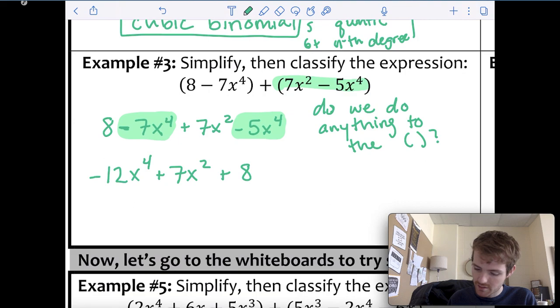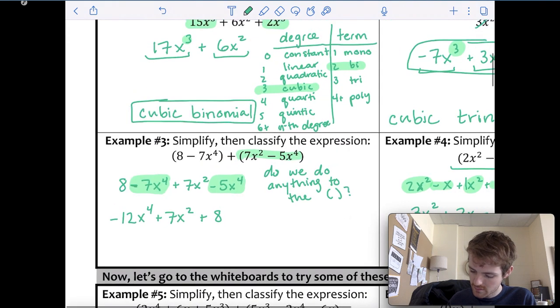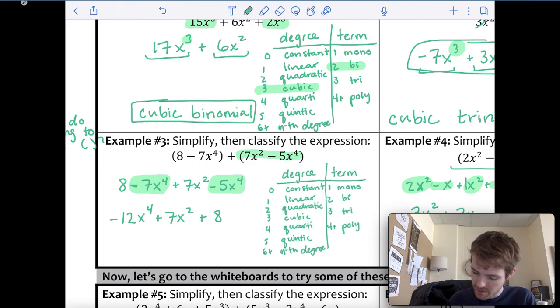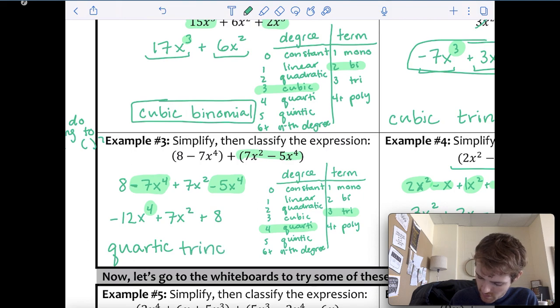This here, same deal. Move that, paste this. Hopefully you have looked at this. Our biggest degree is 4, and we have 3 terms. So this is a quartic trinomial. Are all of these trinomials? Oh, the first one was a binomial. That's good.